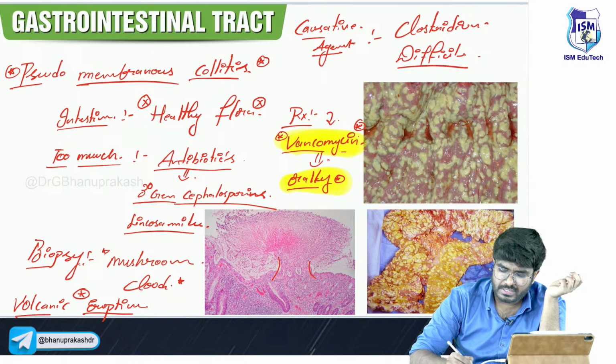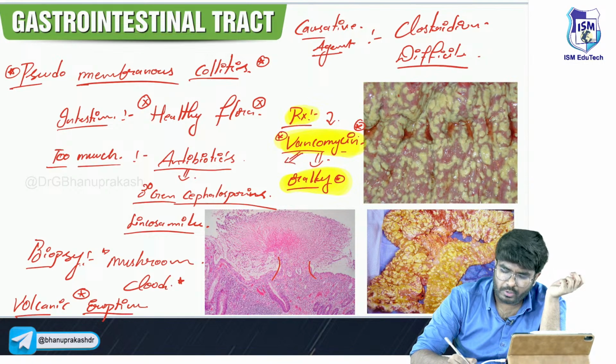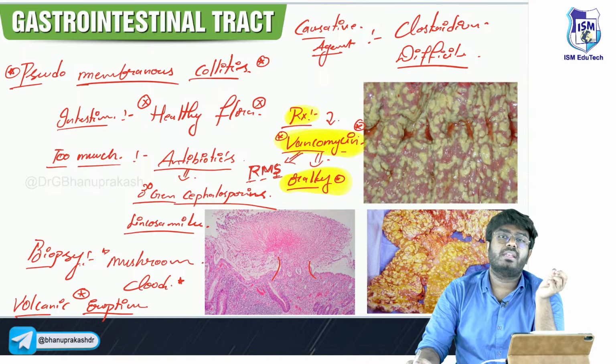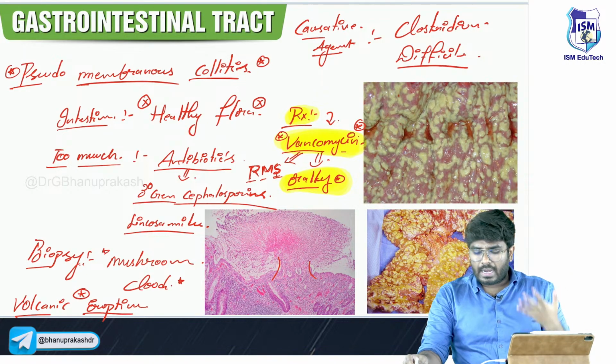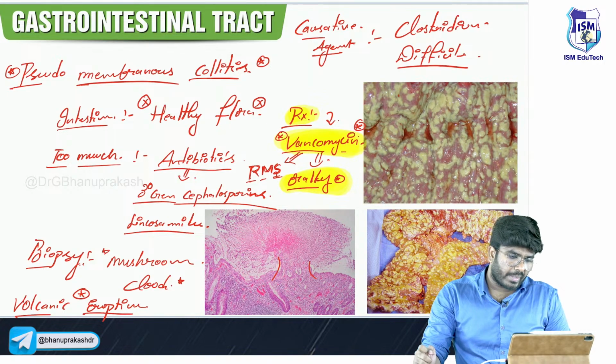Oral vancomycin is used. But one important point for your exams: if you take vancomycin, it causes something called red man syndrome. Vancomycin releases histamine, and the patient is going to have red color flushing, red man syndrome, sir. Okay, red man syndrome.